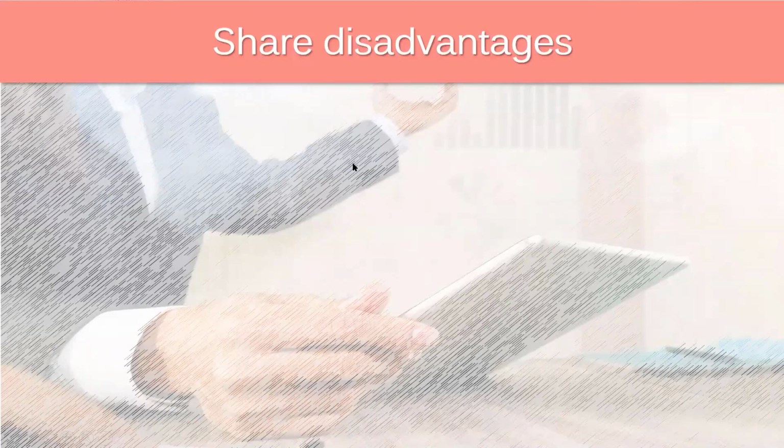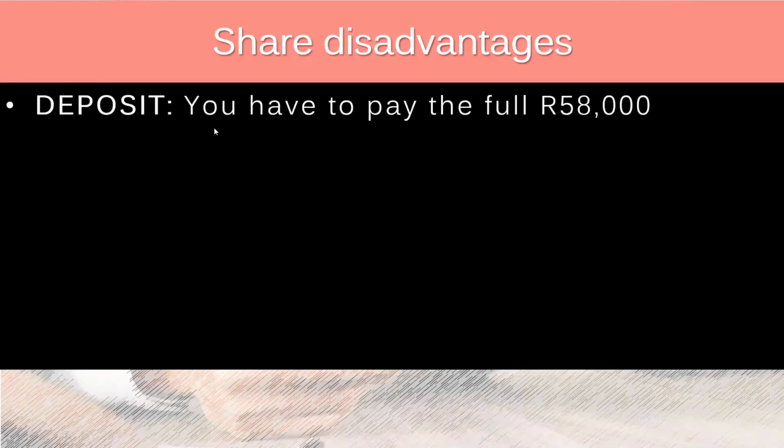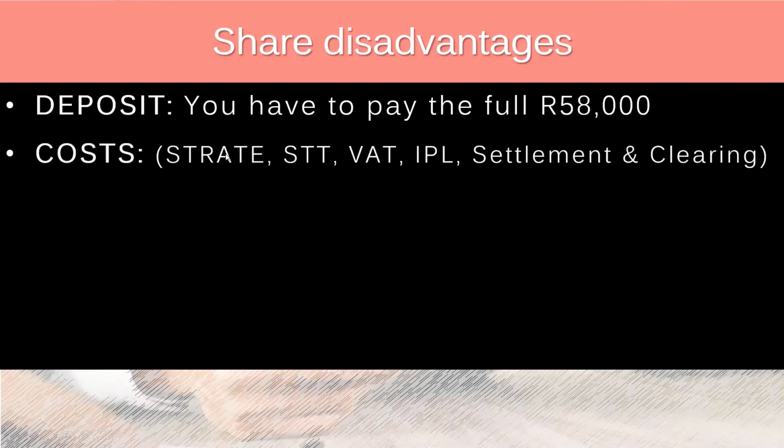Here are the disadvantages with trading shares. First of all, you had to pay the full 58,000 Rand. You had to just cough it up just to bank your 12,000 Rand. There are so many costs involved with shares, and they still haven't reduced them. You got to pay straight.